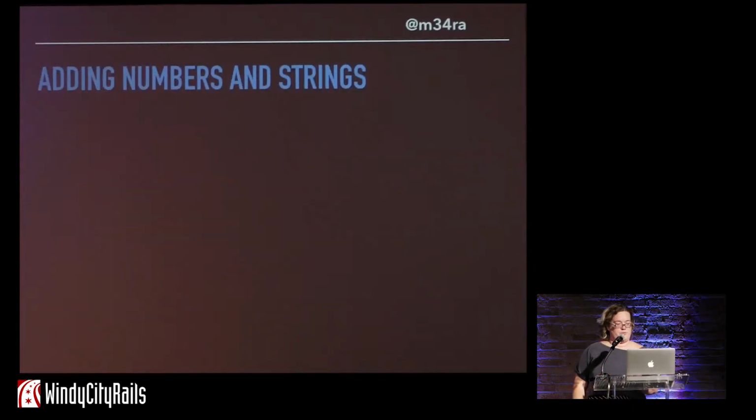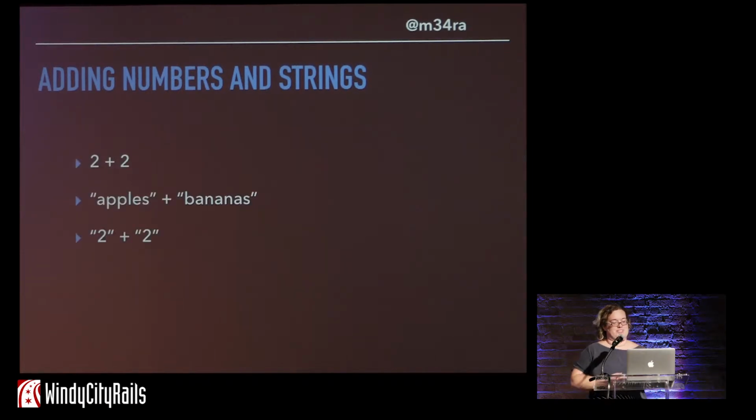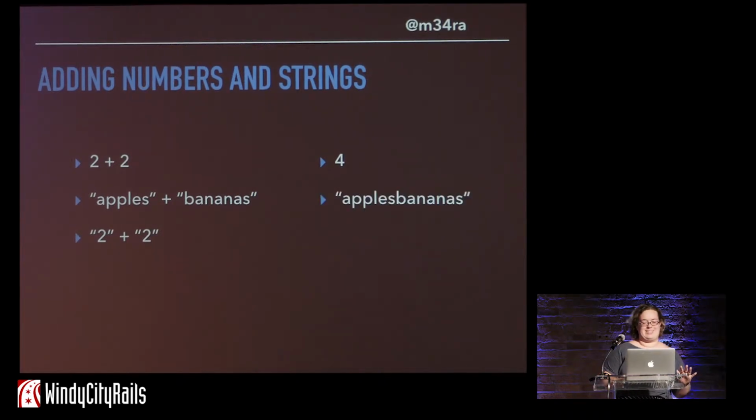So let's do some math. So let's try adding some numbers and strings. So I've got a few examples here. What do we think the JavaScript engine is going to give us when we give it 2 plus 2? Just shout it out. 4. Okay, we got 4. How about apples plus bananas? Apples, bananas. You guys are rock stars. All right, how about string 2 plus string 2? 22. Okay. It was a little confusing there, but yes, we did get 22.